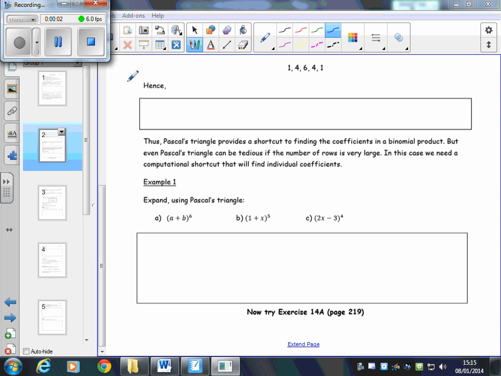To the binomial expansion, example 1. So the first thing that I'm going to do before I do any parts of these questions is write out Pascal's triangle up to the 6th line, because that's all I'm going to need to do it up to.